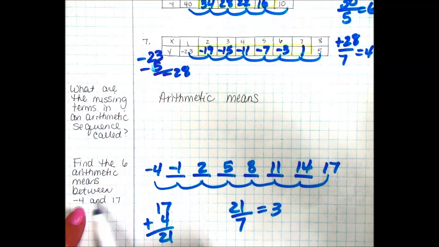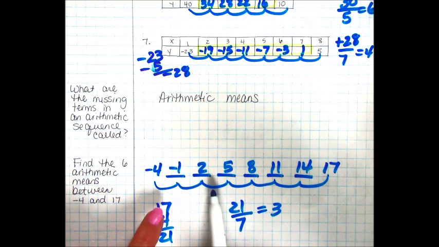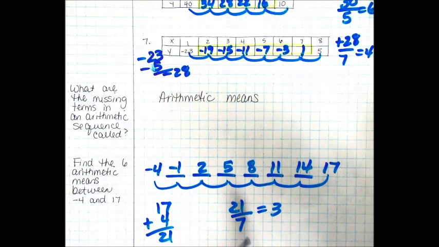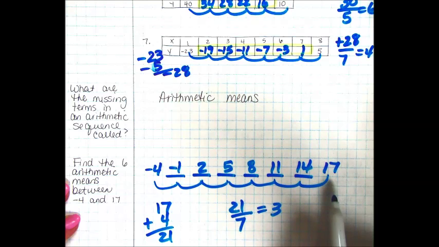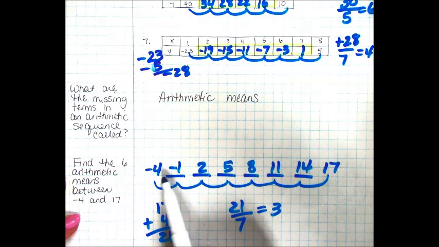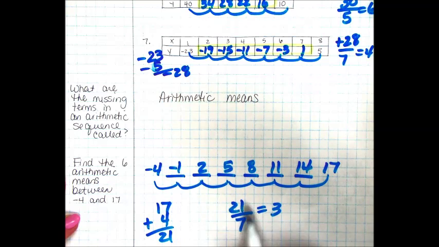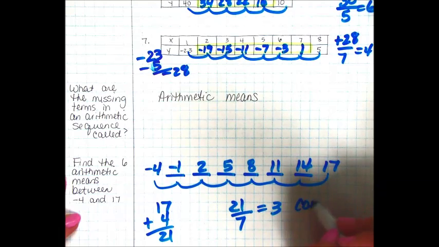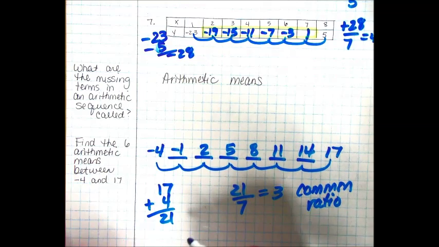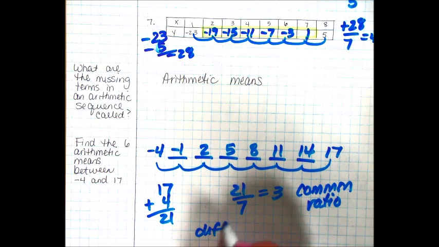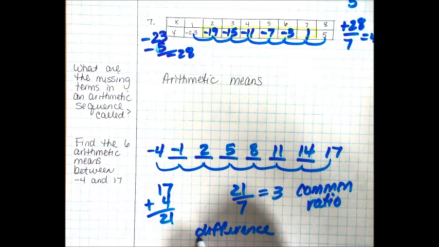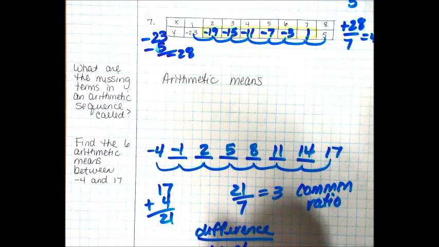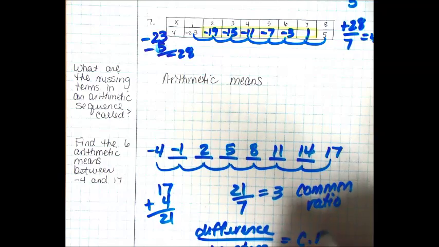So negative 4 would be on the left, 17 was on the right. I know there were 6 spaces, but notice there was one more jump than number of spaces. While there were only 6 spaces, we had 7 steps to get there. I found the difference between the two ends like we did before. I divided by the number of steps, and that gave me my common ratio. So you take the difference and you divide it by the number of steps, and that gives you your common ratio.